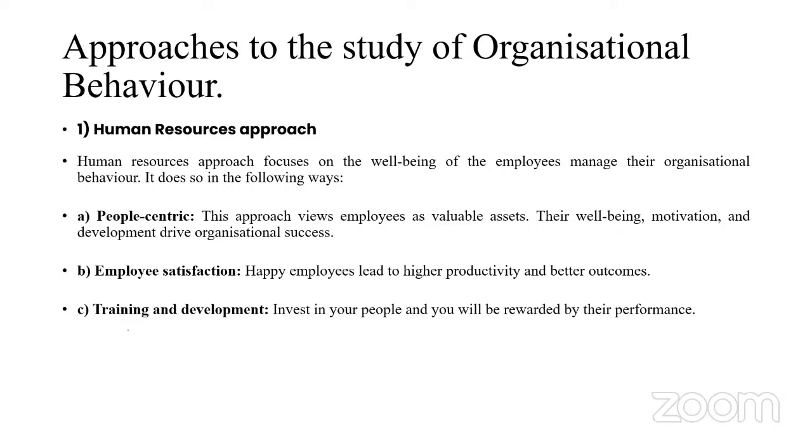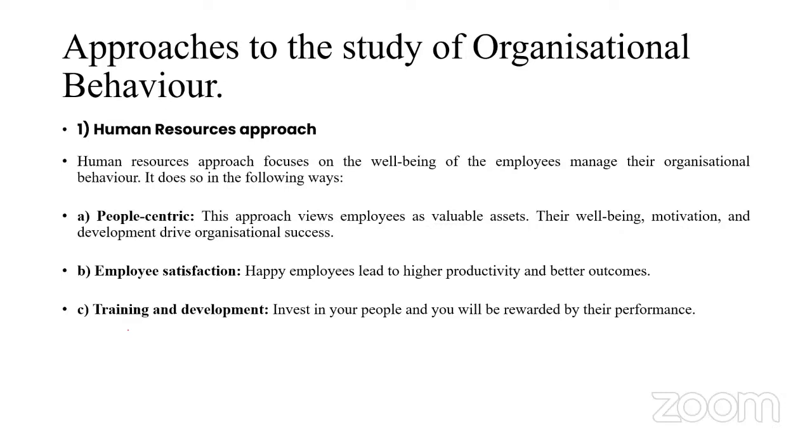To manage their organizational behavior, right? So how does it do? It does in the following ways. People-centric. So the human resource approach is a people-centric approach. That means this approach views people as valuable assets, most important assets, their well-being, their motivation, their development, their needs, their wants. That is what is more important, and these are what will lead an organization to its success. That is the people-centric approach.